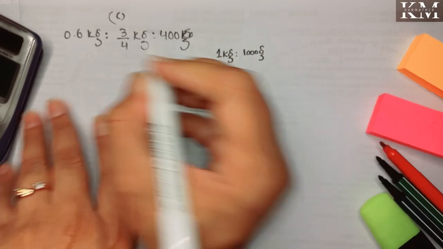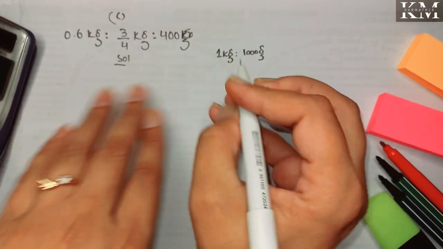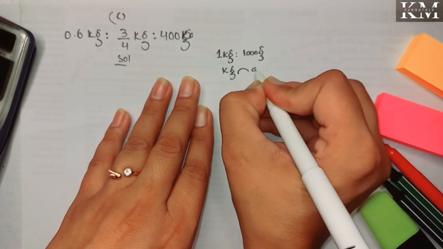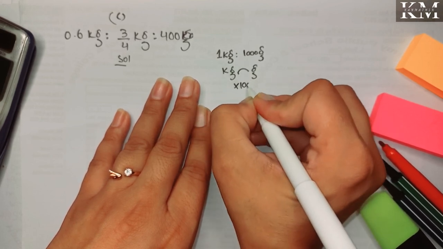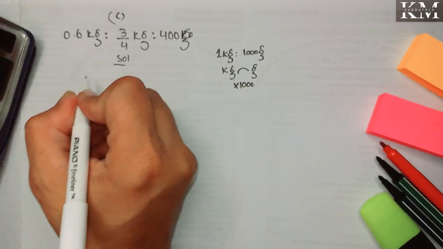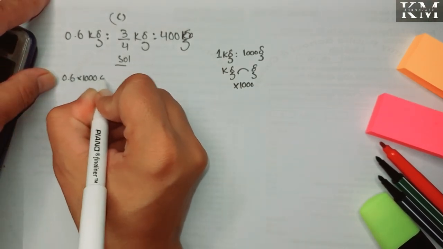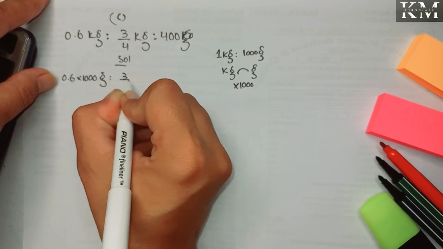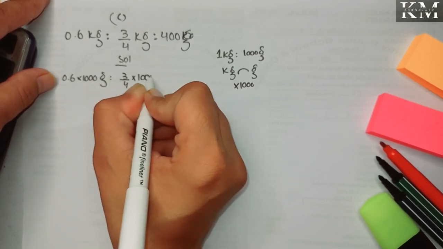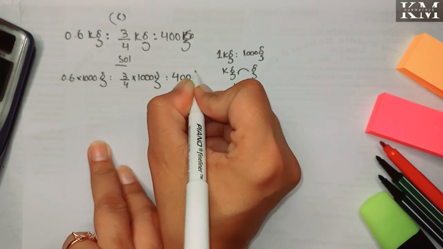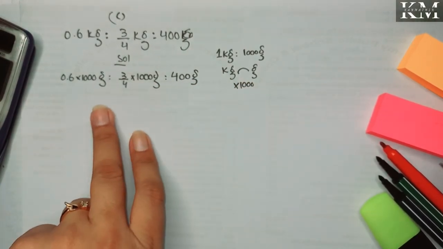जब आप अपना सोल्यूशन करेंगे so you have to mention it. ये कन्वर्जन आप मेंशन करेंगे. सो किलोग्राम टू ग्राम कन्वर्जन आपने मल्टीप्लाई बाय 1000 करना है. सो 0.6 मल्टीप्लाई बाय 1000 will change it into gram. 3 by 4 multiply by 1000, this is also in gram, and 400 this is also in gram. Now we will simplify.